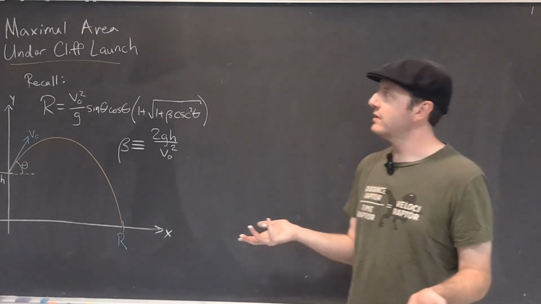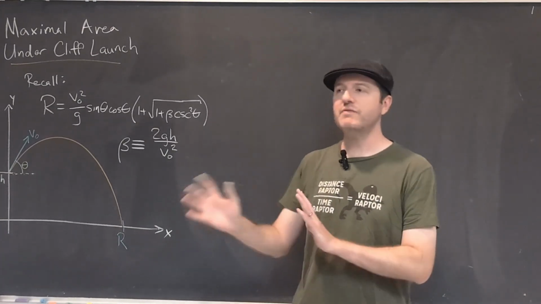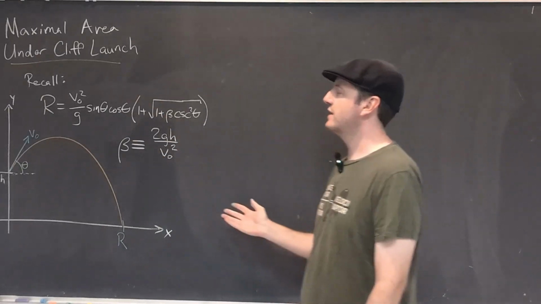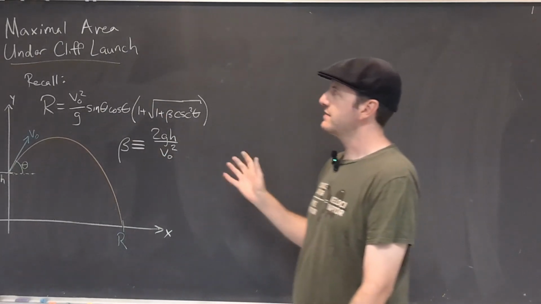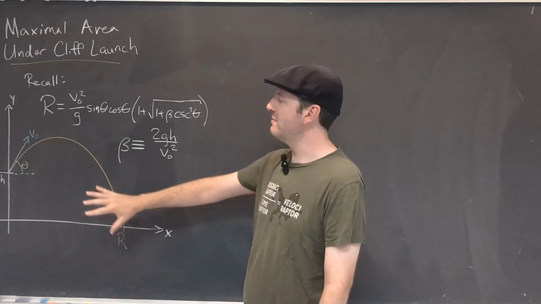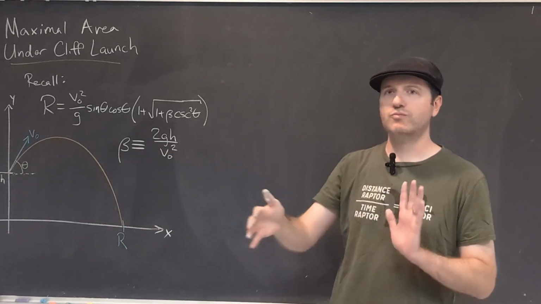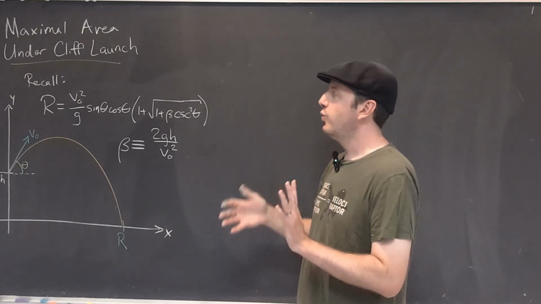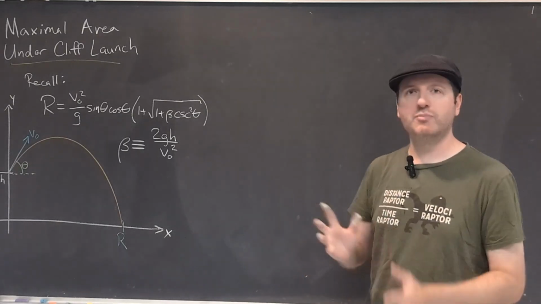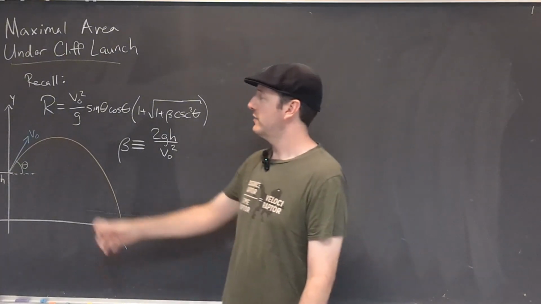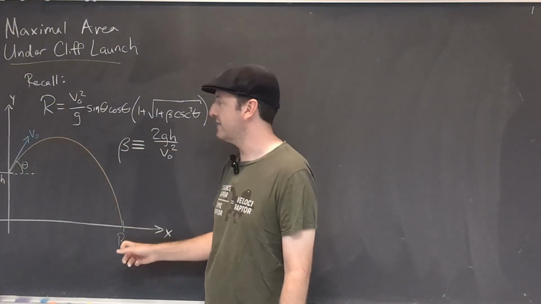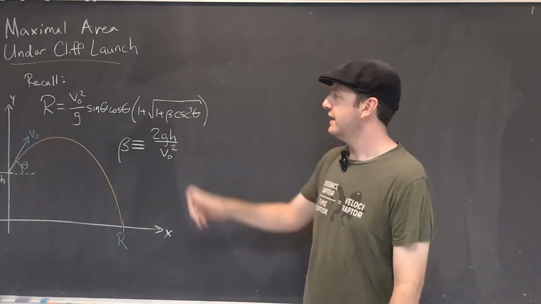Okay, for today, what we'd like to do is revisit the launching of a projectile from a cliff and see if we can find a way to maximize the area that's underneath this trajectory. Now, we previously have done a problem like this where we worked out the range, meaning where it lands, as a function of theta. Here's the result.